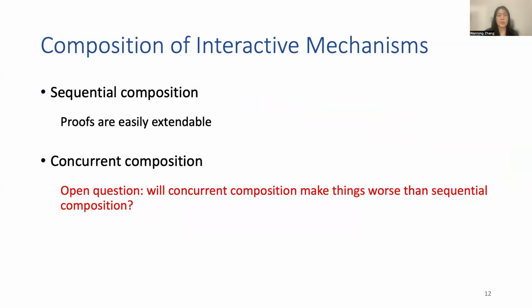So in summary, there are two cases when composing interactive mechanisms. The first case is sequential composition, and the previous proofs for non-interactive mechanisms are easily extendable. The interesting case is the concurrent composition. This setting is well studied in the cryptography literature, and it's often more subtle than the sequential composition setting. For example, there's a famous result showing that standard zero-knowledge protocols are no longer zero-knowledge when a single prover is involved in multiple zero-knowledge proofs. So the question for us is, for differential privacy, will concurrent composition make things worse than sequential composition?